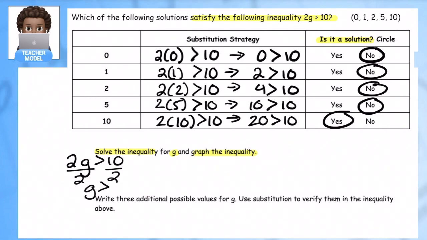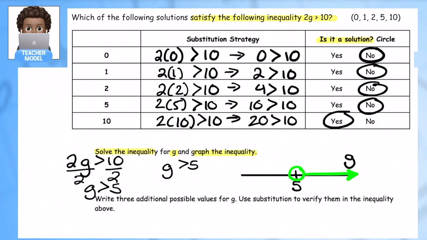And I get G is greater than 5. So that is my inequality. G is greater than 5, and I'm going to graph it now. Again, I put 5 in the center, and I want all the numbers where G is greater than 5. So I'm going to put the G on the right. That's just my visual cue to know I want all the numbers to the right. 5 is not included in my set, so I circle it. And I make my arrow to the right. So I want every single number that is greater than 5.